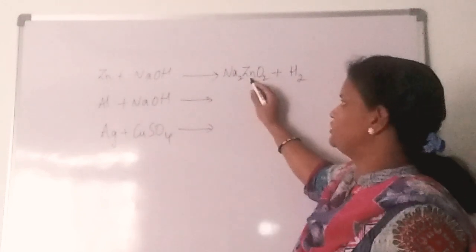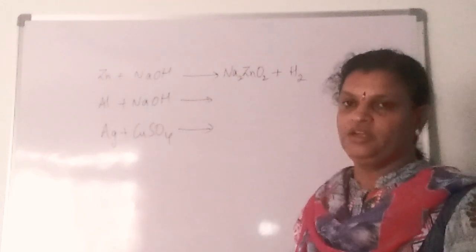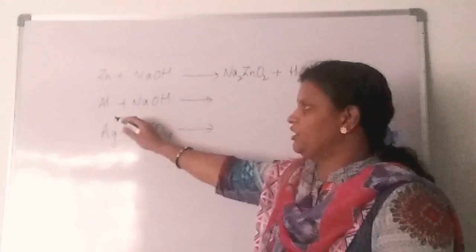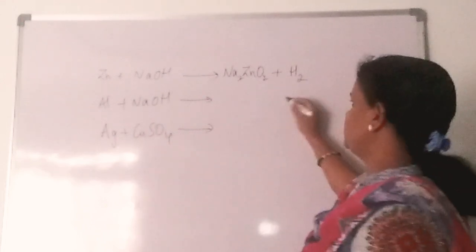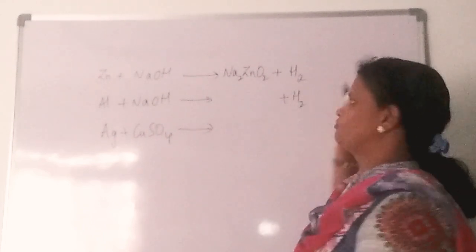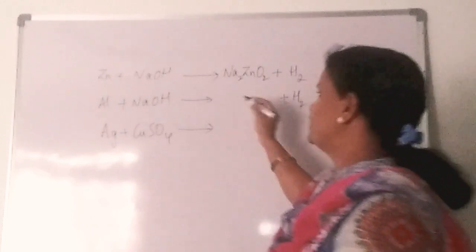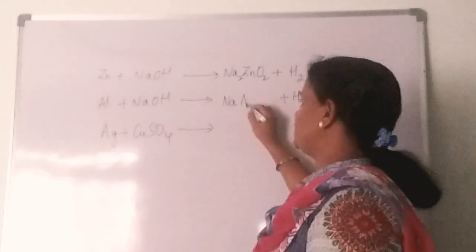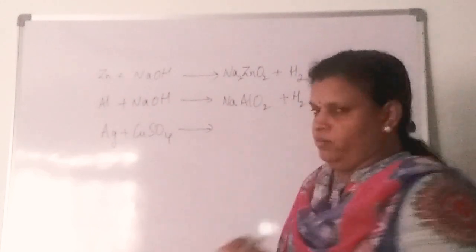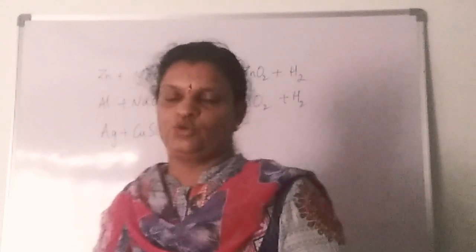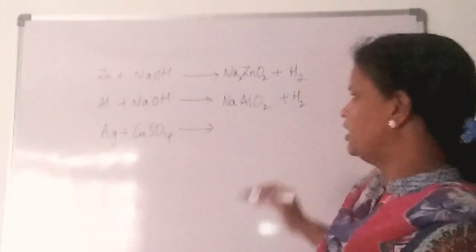The formula is Na2ZnO2. In the same manner, aluminum also reacts with sodium hydroxide and produces hydrogen gas. Along with that, it is going to produce NaAlO2, whose name is sodium aluminate.